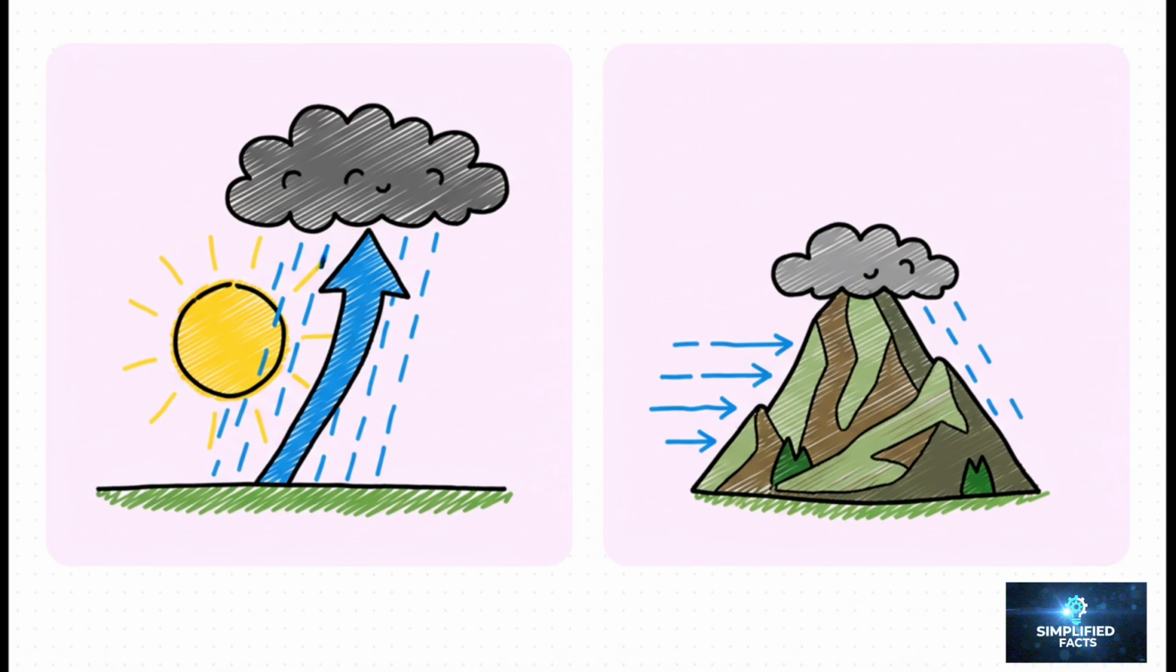But orographic rain is different. It's caused by terrain. When a big mass of moist air blows in from the ocean and slams into a mountain range, it has nowhere to go but up. It's forced to climb, it cools down, and all that water gets squeezed out like a sponge, causing tons of rain on one side of the mountain.